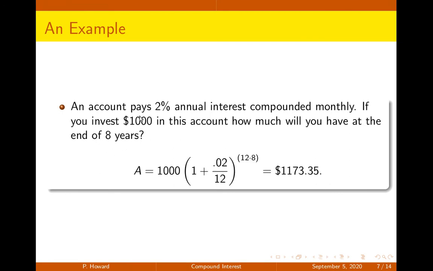Well, we're plugging into the formula. The beginning amount is 1,000. We multiply that by the quantity 1 plus the annual interest divided by the number of compounding periods in a year. That's 12 because we're compounding monthly. And then we raise that to the power 12 times 8. We're going for 8 years, so 12 times 8 is the number of months in the 8-year period. And if we do the calculations, we get $1,173.35.